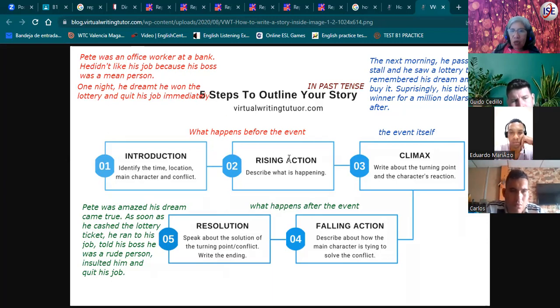Okay, rising action. What is happening? One night he dreamed he won the lottery and quit his job immediately before the event. What is the event? The next morning he passed by a stall and saw a lottery ticket. He remembered his dream and decided to buy it. Surprisingly, his ticket was the winner for $1 million the day after. The climax, the event.